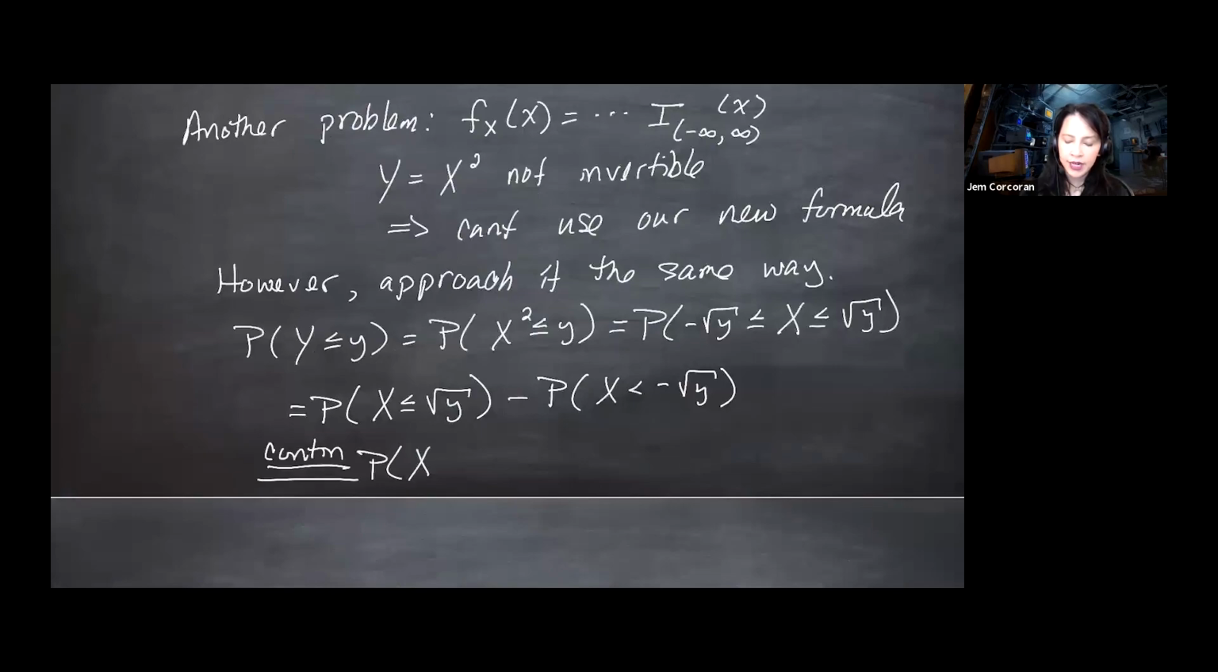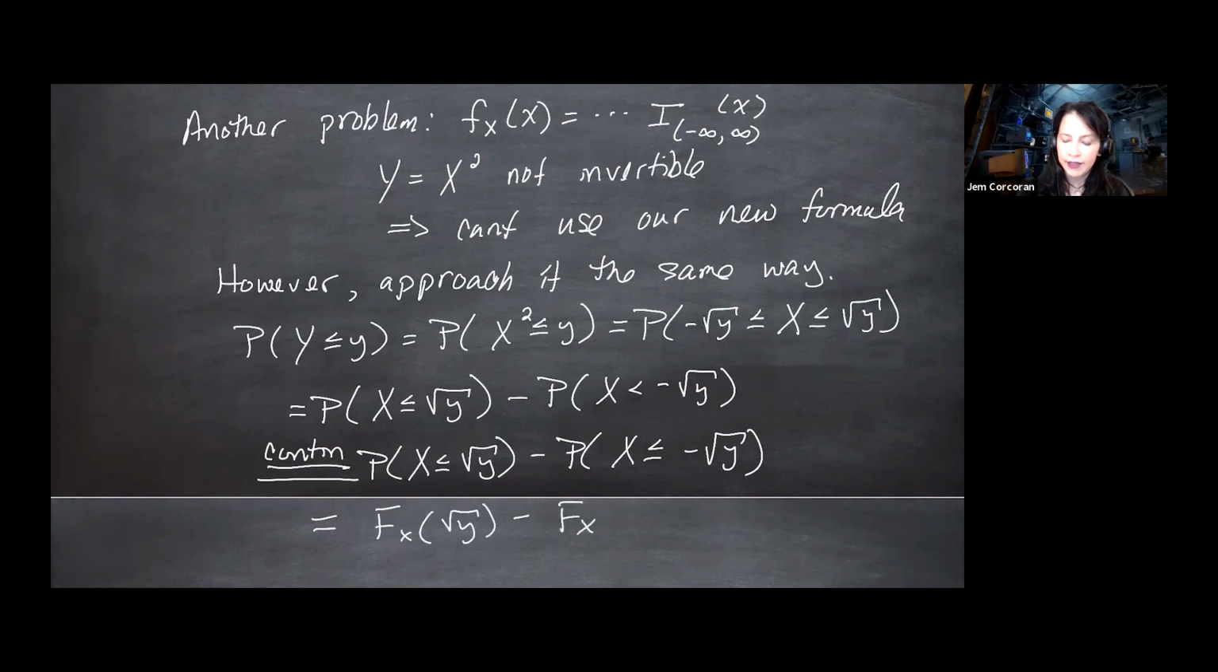This is the probability x is less than or equal to the square root of y minus the probability x is less than or equal to the negative square root of y. And this is the CDF for x minus the CDF for x, and so on. The point being that you can do it the same way we proved this. It just doesn't fit into the proof because it's not increasing or decreasing or invertible.